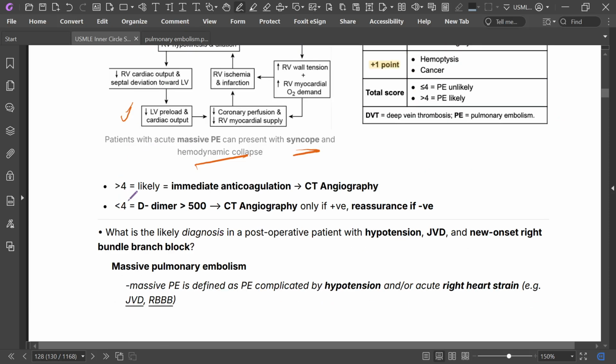So if the score is four or more than four, likely, immediate anticoagulation, and CT angiography should be done. If it is less than 4, D-dimer more than 500, again CT angiography only if positive, and reassurance if negative.